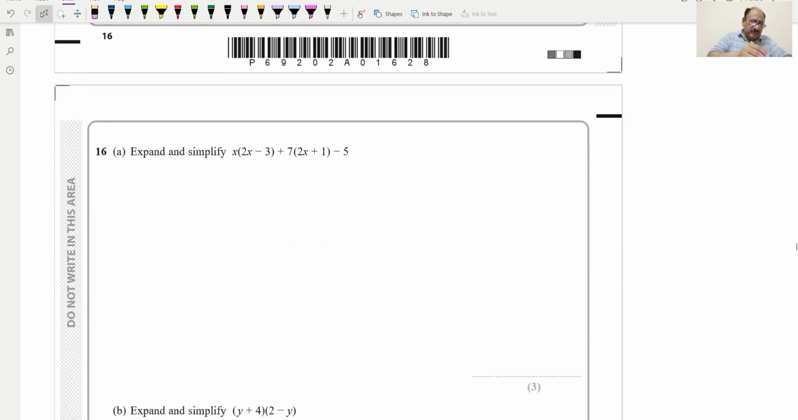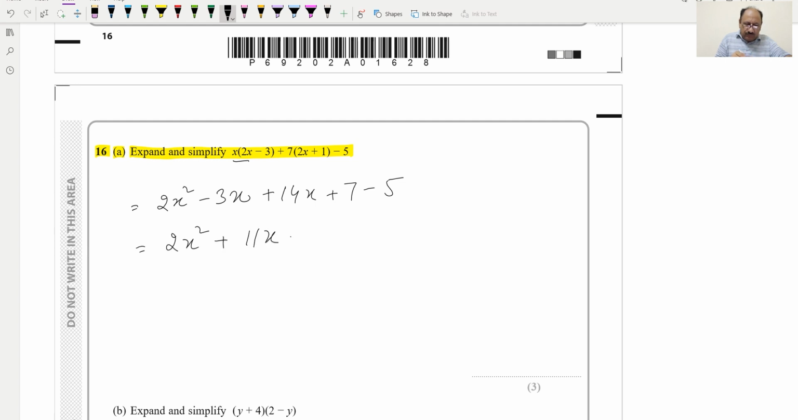Question number 16, part a says expand the algebraic expression. So x multiplied by 2x will be 2x squared, and x multiplied by minus 3 will be minus 3x. Then plus 7 multiplied by 2x will be 14x, and 7 multiplied by 1 will be 7, and then minus 5. So we can rewrite 2x squared plus 11x plus 7 minus 5 will be 2. This will be our final answer: 2x squared plus 11x plus 2, and this is the 3 marks part which we have done.